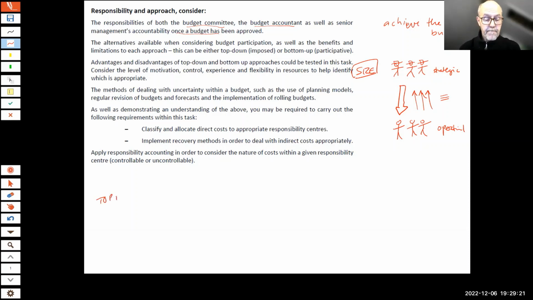So top down can be quick. There you go, there's your budget, job done. But it may be unrealistic. Bottom up advantages: expertise. The people at the sharp end should really know what's going on. So it ought to be achievable.